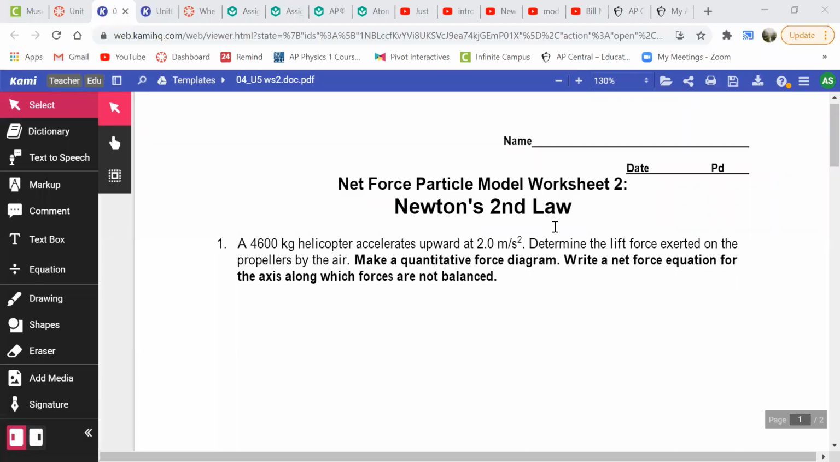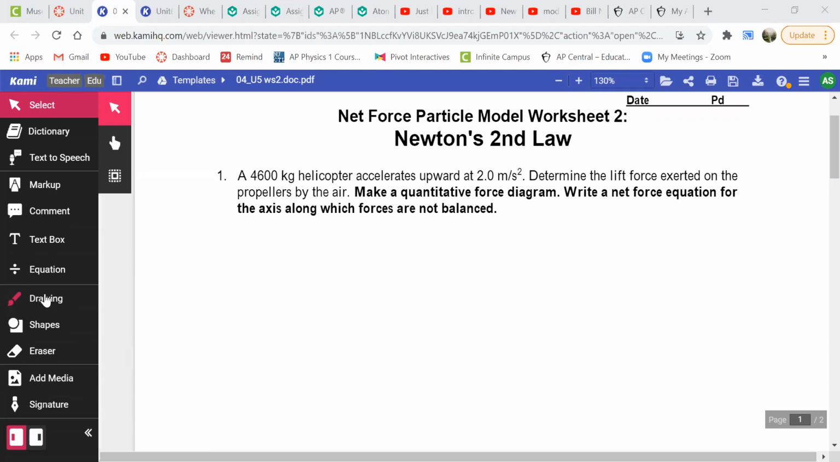So we're going to be going over the worksheet 2 answers. And with each of these problems, the first thing you should do is draw a free body diagram after you read the problem. So after reading the problem, it'll kind of identify what forces you should expect to see, and then you should draw in those forces on a free body diagram.